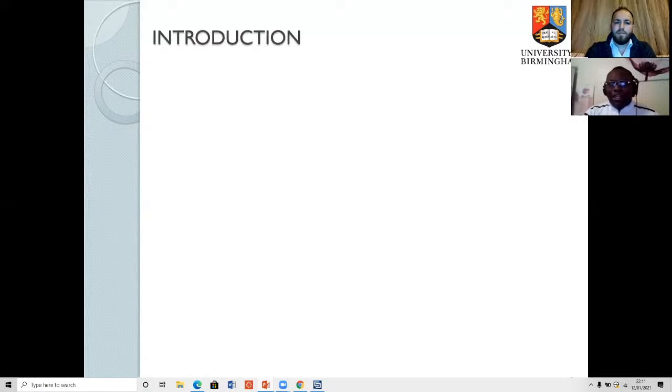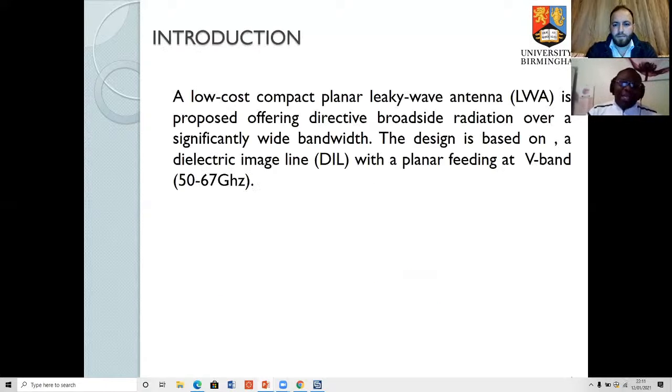So with the introduction, we're talking about a leaky wave antenna. This type of leaky wave antenna is very simple to fabricate, and therefore it offers broadband radiation properties. The design is going to be based on the V-band for today. That is our aim for the design.